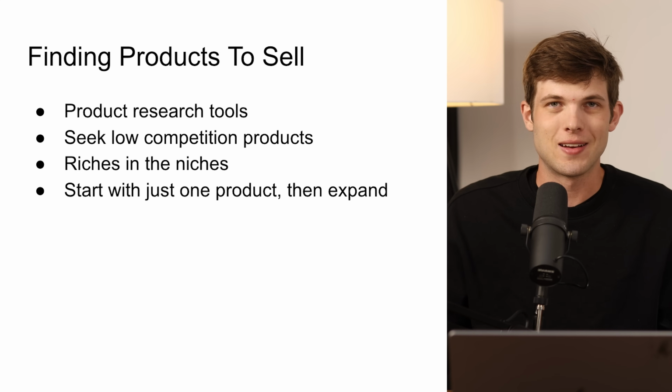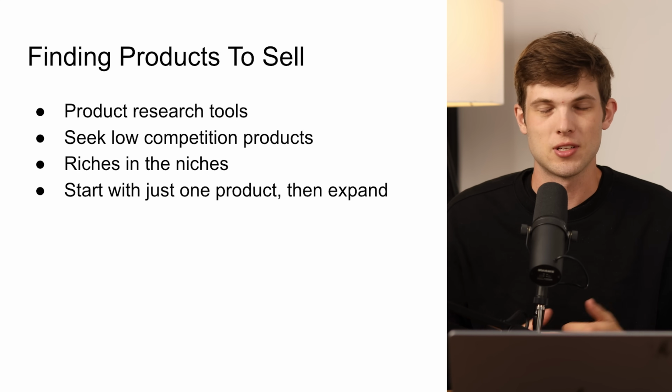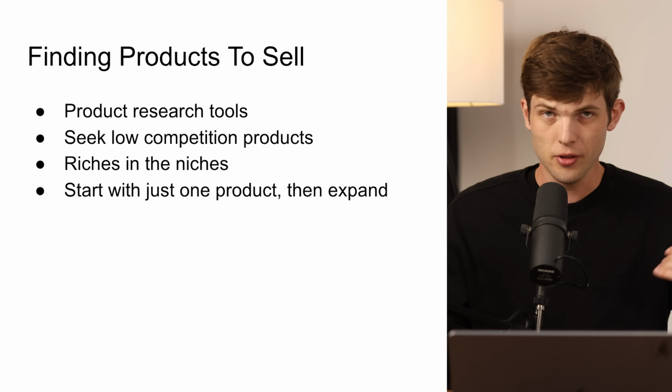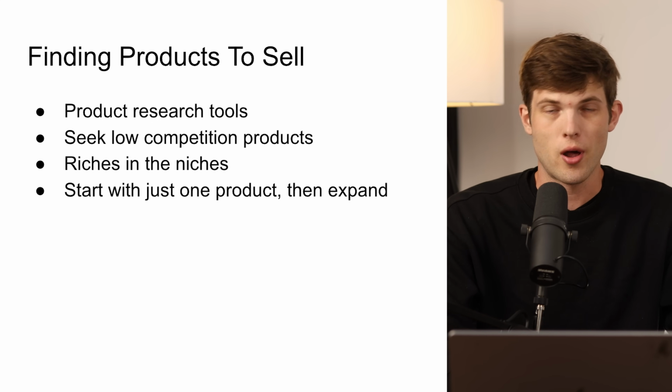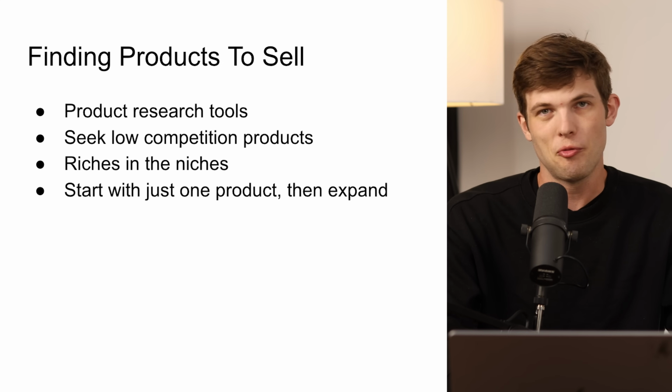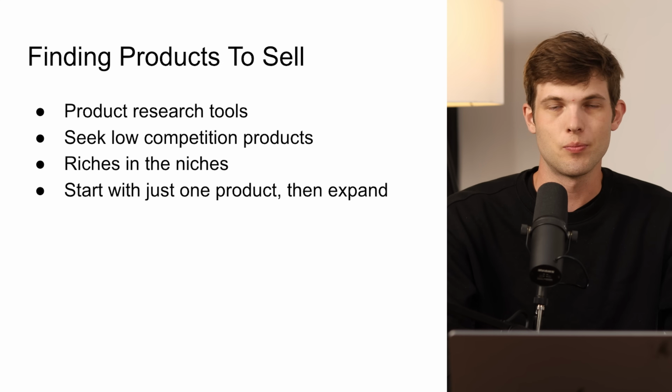Okay, now let's talk about finding products to sell. You've created your Amazon Seller Central account, and you're thinking about which type of product you should sell. Now, the best way to find products to sell is to use some type of product research tool. Now, we use something called Jungle Scout.